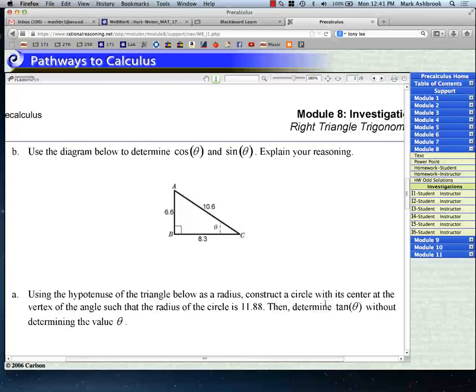All right, well, watch. So this is really just a reflection of that angle that we're used to. Okay? The one we're used to would be something like this. So I could redraw that triangle like this, right? And then it's just a reflection, so everything's the same. This is theta. This is 10.6. This is 6.6. And this is 8.3.